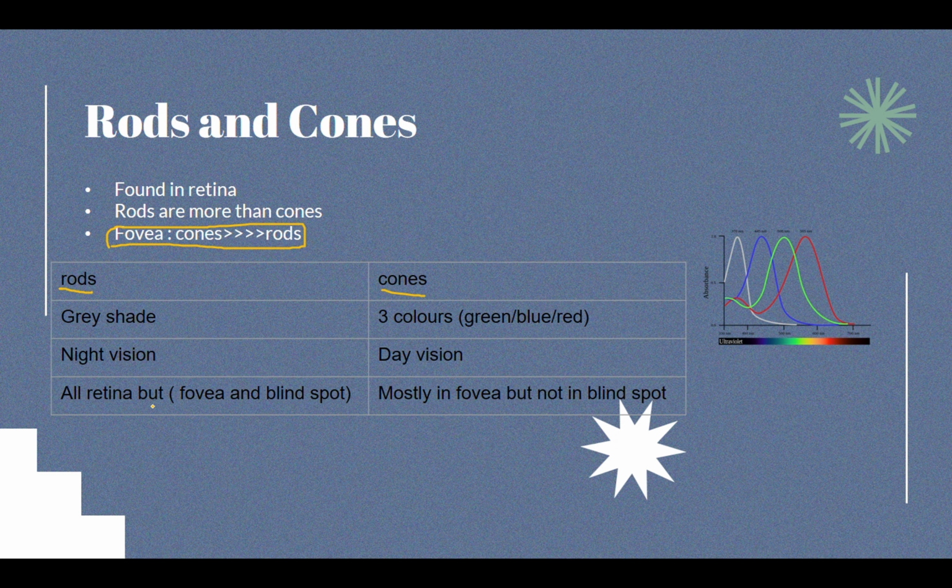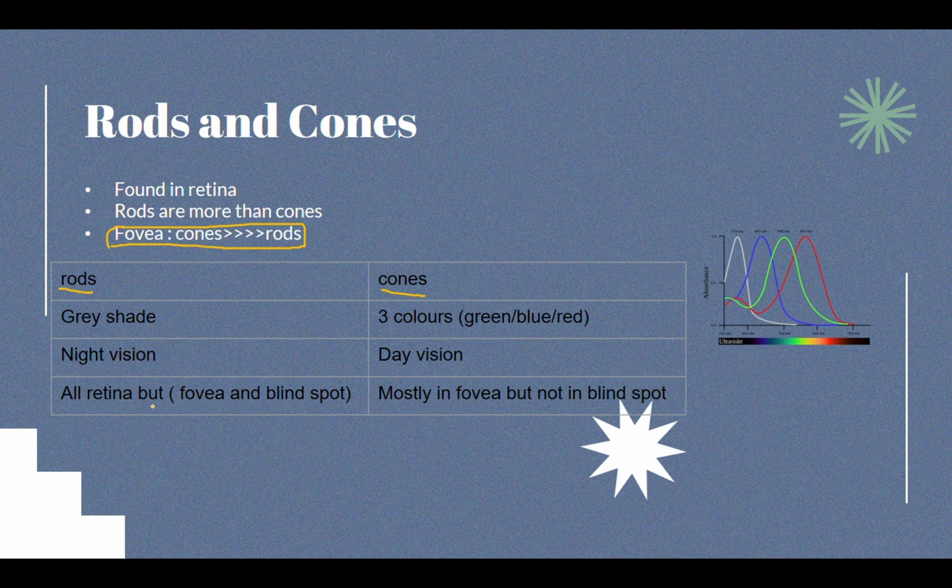While for cones, we have three types: the green, the blue, and the red shade cones. They allow you to see these three colors, and you can see other colors because if you mix, let's say, red and blue, you will see purple, and if you mix green and red, you will see another color, and so on. So that's why we only have three colors of cones, while the rods are for gray shades.